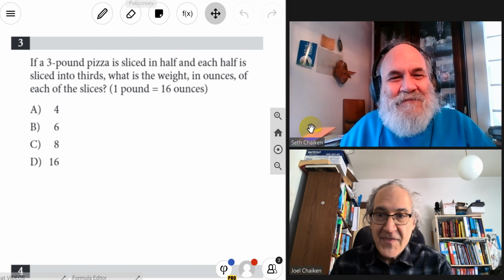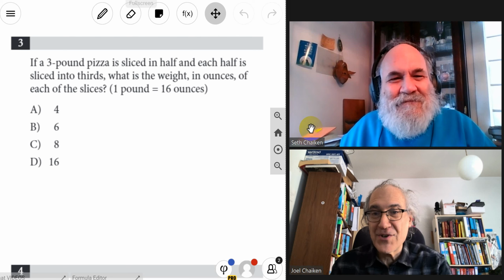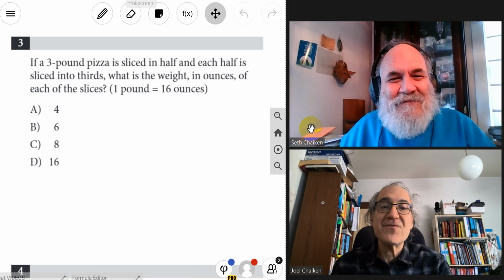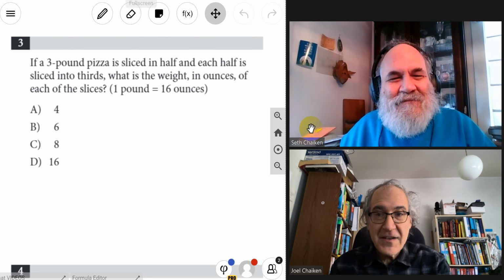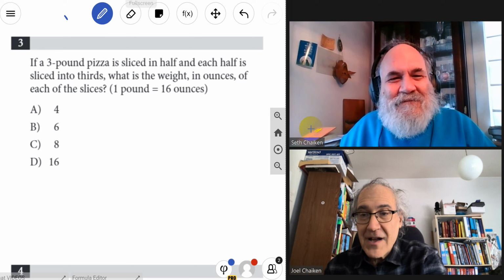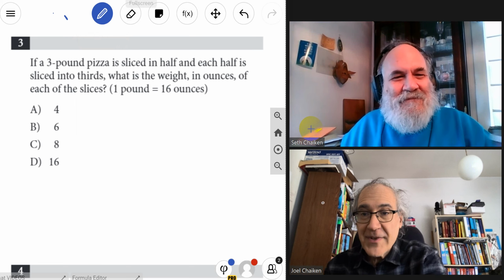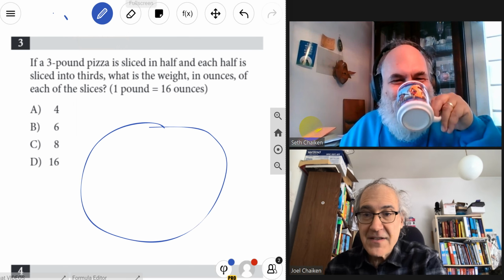A 3-pound pizza is sliced in half, and each half is sliced into thirds. What is the weight in ounces of each of the slices? 1 pound is 16 ounces. This is a fraction problem, and I always like to draw a little picture for fraction problems because it really makes sense.